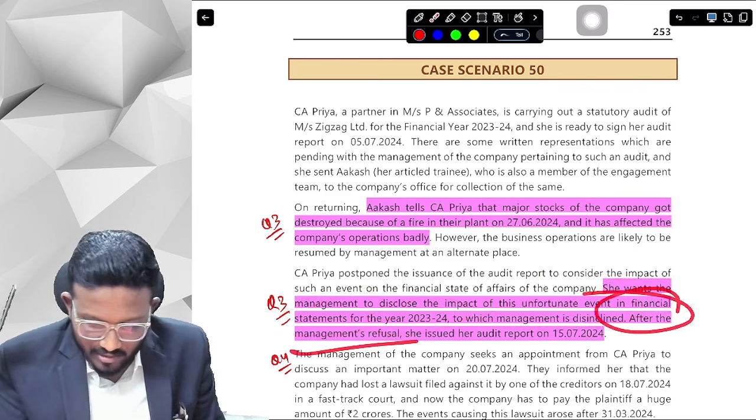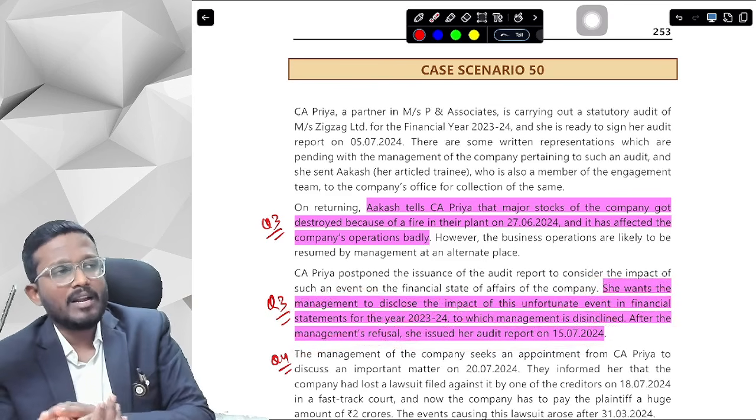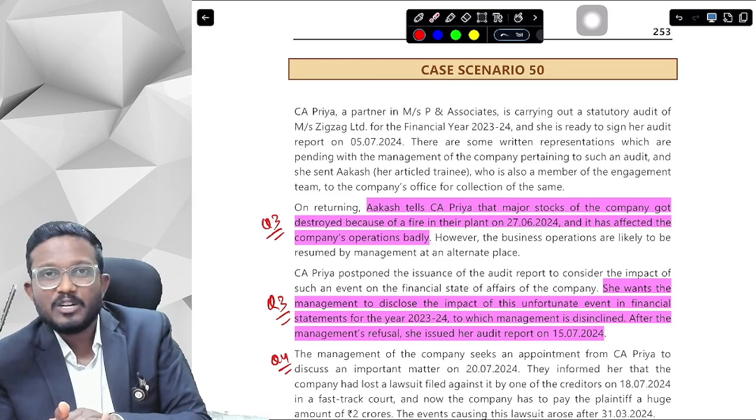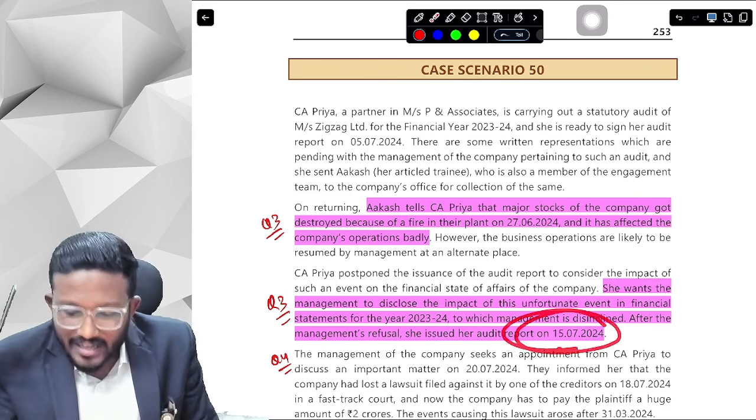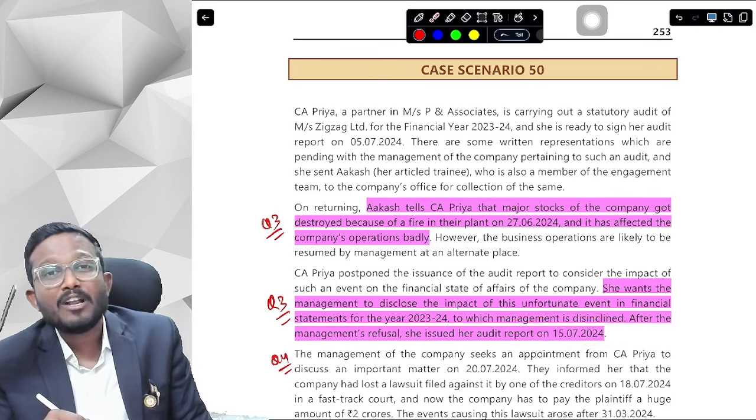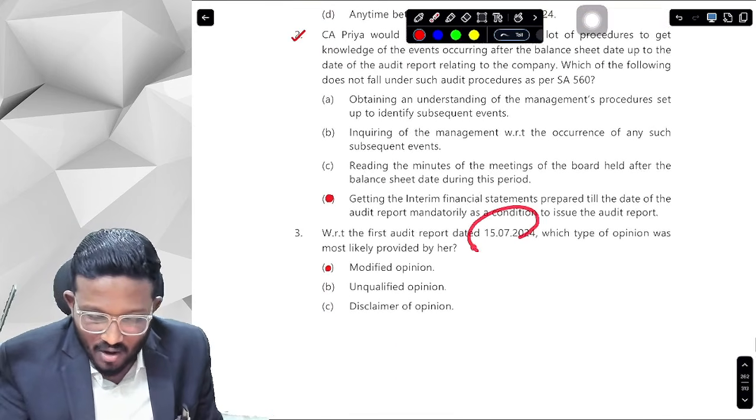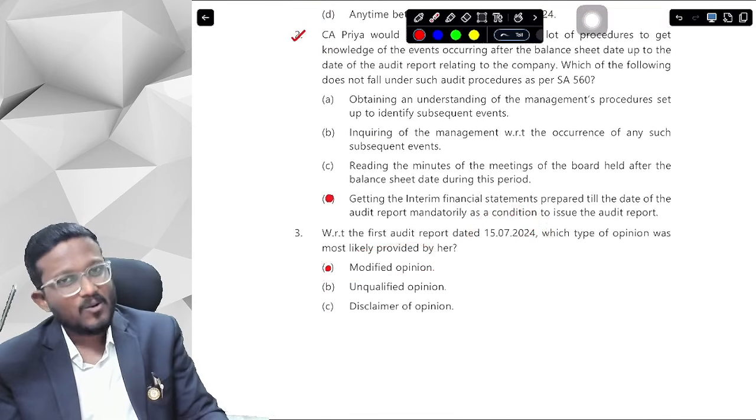After the management refusal, she issued her audit report on 15th July. So basically I told the management, please amend the financial statements. Management said no, and this has a material impact on my financial statements. So will I issue an unmodified opinion in this particular case? No sir, I will issue a modified opinion in this particular case. So here, sir, on the report that we issued on 15th July, we would have issued a modified opinion. Okay, yes sir.